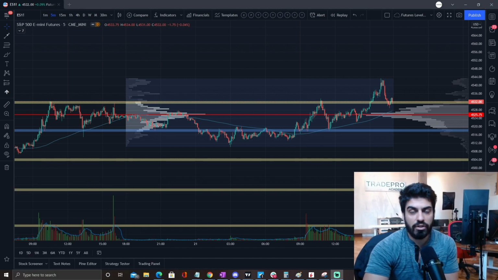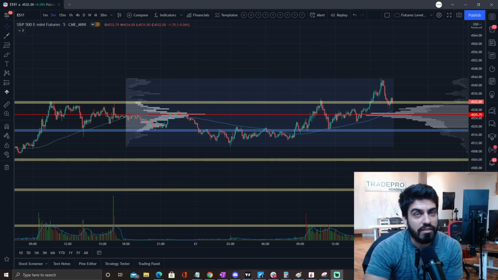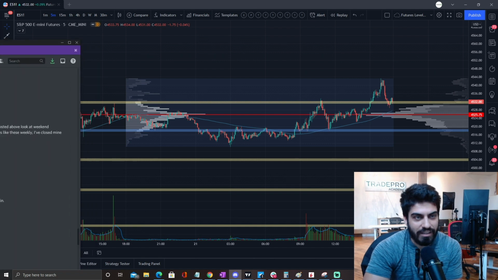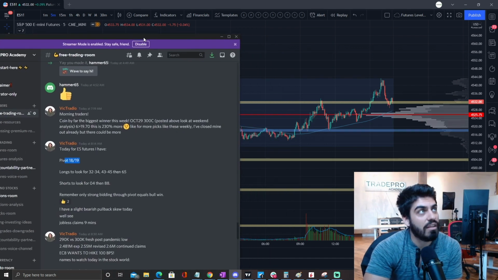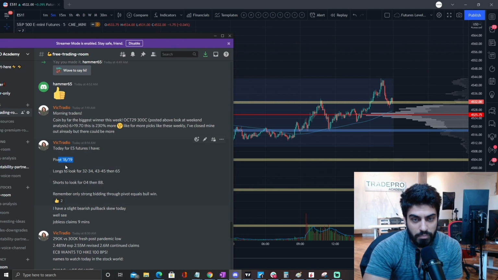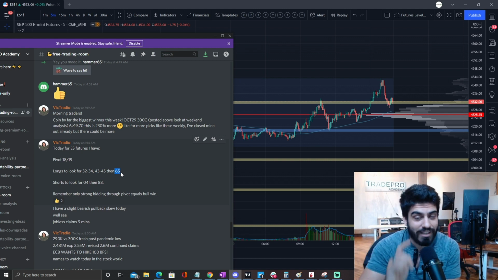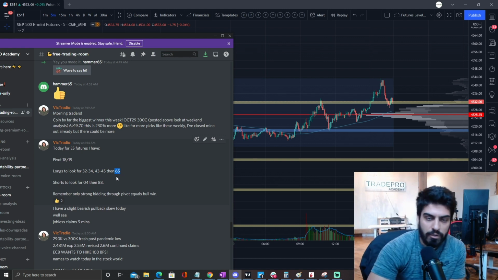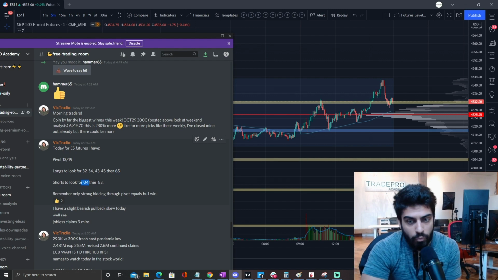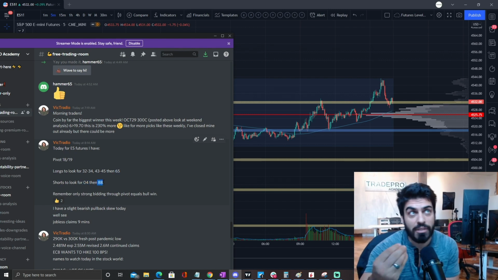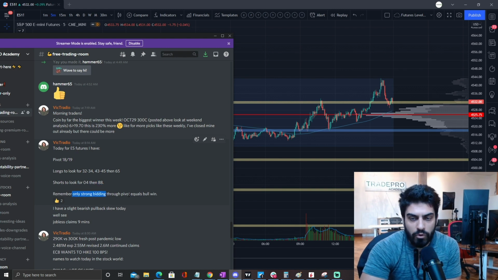So let me just show you guys our Discord, the TradePro Discord, and here it is. We're going to show you guys the pivots. You can see the pivot is going to be 18 to 19 on the ES futures. We're going to look for longs into 32, then 43 to 45, and then if that breaks, 65. So that means if they don't break, then we're going to get the rejection, and that's where we look to sell. And then the shorts, we're going to look for 04 and 88, which means that those could be potential buy zones. So remember, only strong bidding above said pivot equals bullishness.